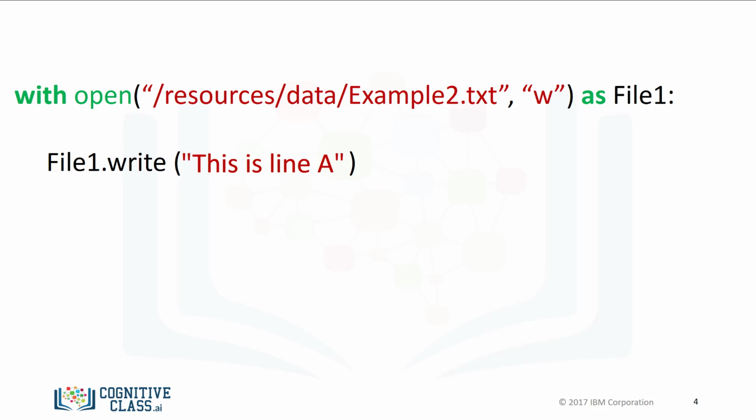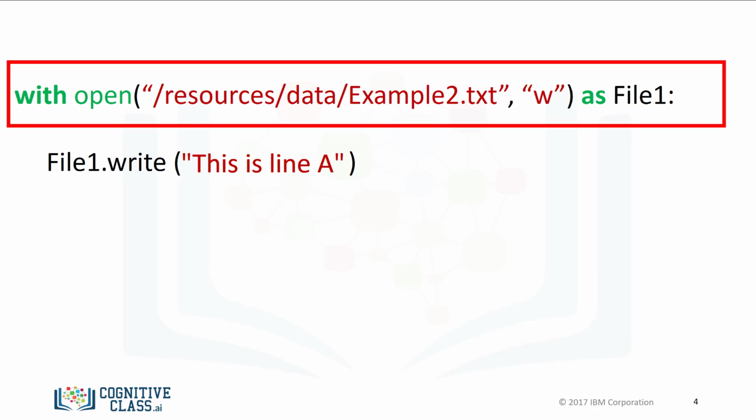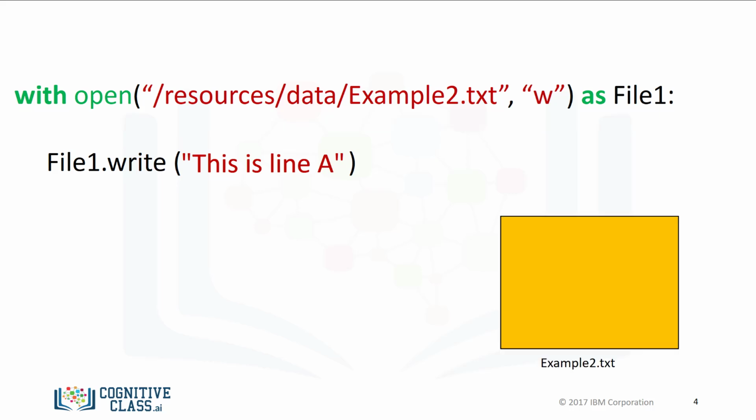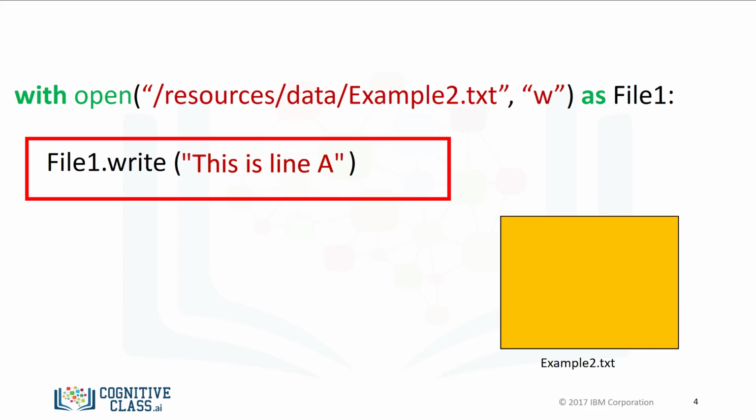As before, we use the with statement. The code will run everything in the indent block, then close the file. We create the file object, file1. We use the open function. This creates a file example2.txt in your directory. We use the method write to write data into the file.